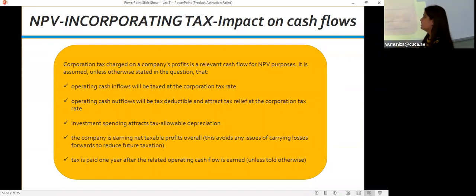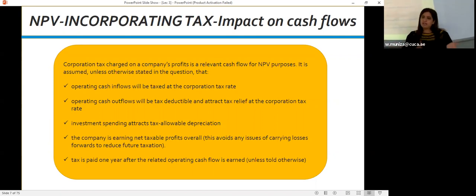Investment spending attracts tax allowable depreciation. So whatever investment you make in an asset, it will attract tax allowable depreciation. You are going to calculate the tax allowable depreciation unless stated otherwise. The company is earning net taxable profits overall. This avoids any issues of carrying losses forward to reduce future taxation. So you are not going to consider that previous losses are carried forward to set against current profits. Tax is paid 1 year after the related operating cash flow is earned, unless told otherwise. If nothing is told about how the taxation is paid, you consider it is paid 1 year in arrears.